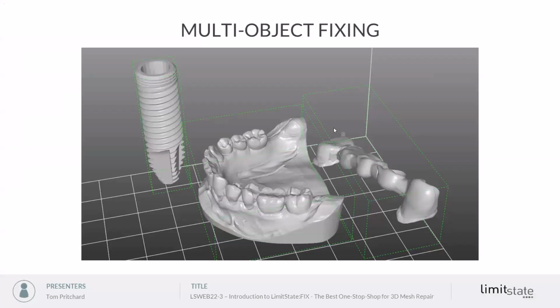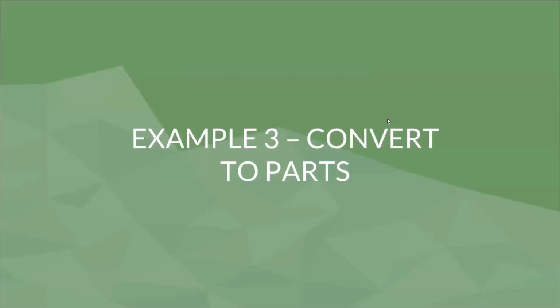We just return briefly to the presentation. We've seen that we can define our own working platform and that we can import many objects at once, fix them together, and then export them either individually or as one entire file in itself. The last of the examples we're going to show today is just about converting a single file into parts.